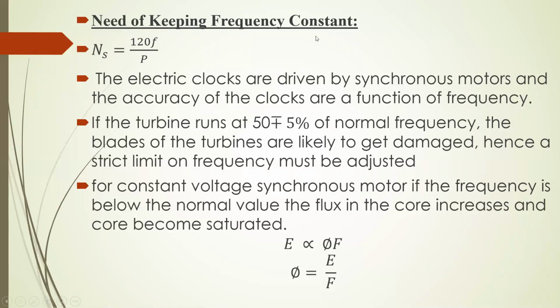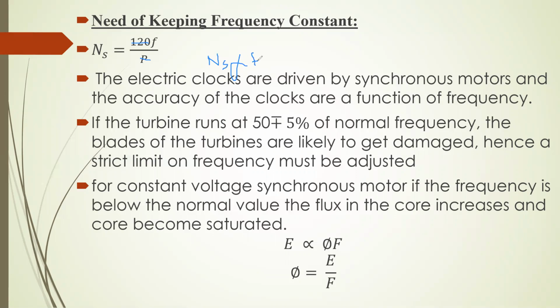So this is a constant value and this is also a constant value. That means Ns is directly proportional to the frequency value. That means whenever the synchronous speed, or the speed of the synchronous generator or any machine, varies, obviously the frequency of that machine will vary. So we have to see that the synchronous speed, or the speed of that machine, is maintained as constant to maintain the frequency as constant.